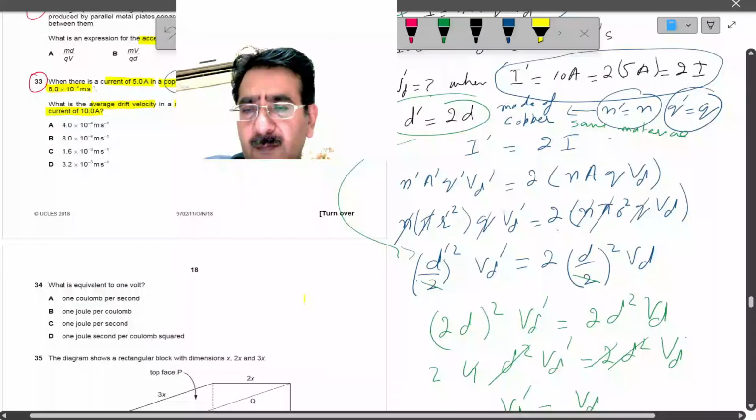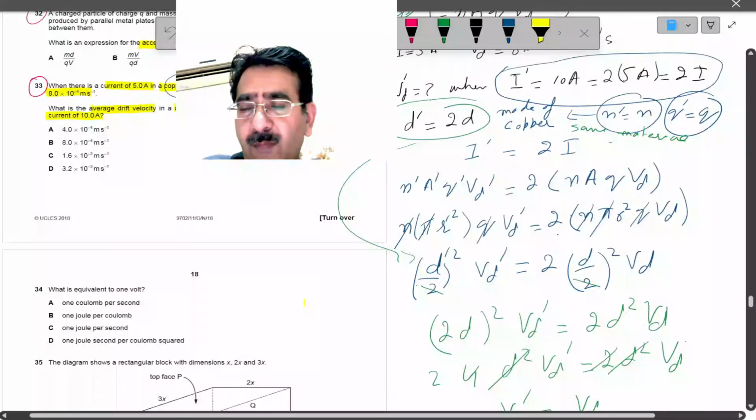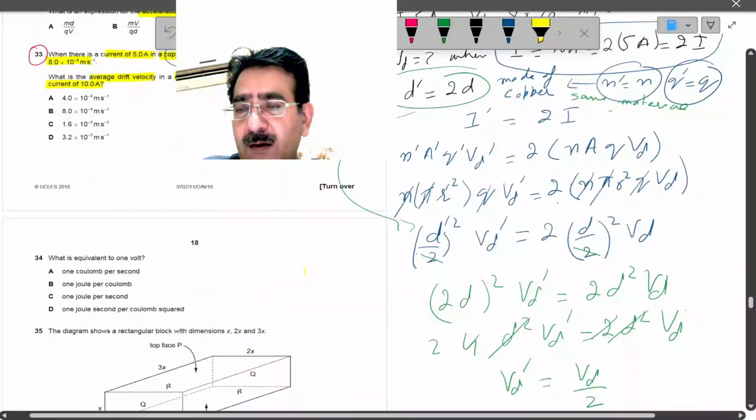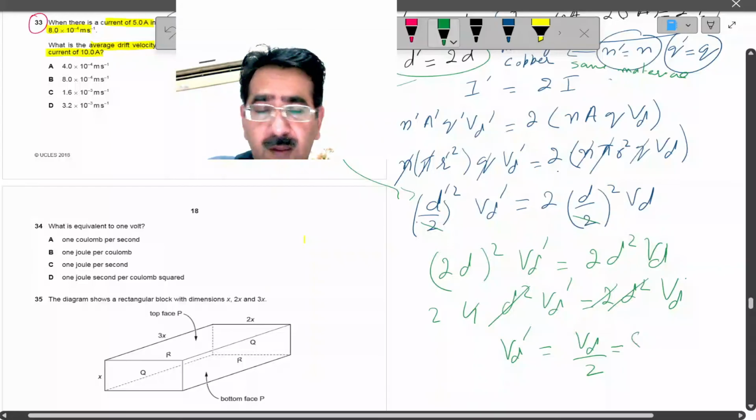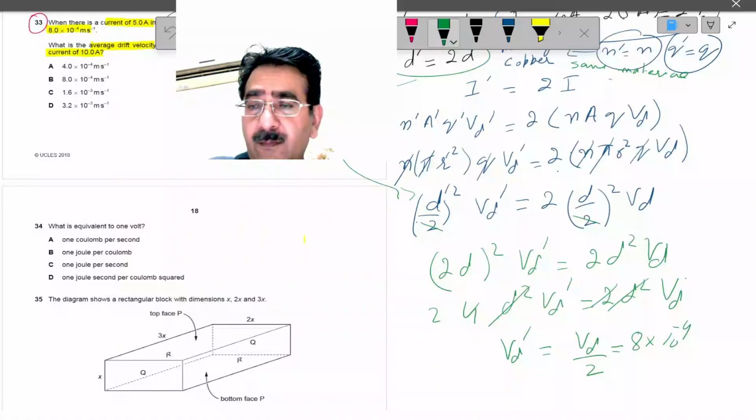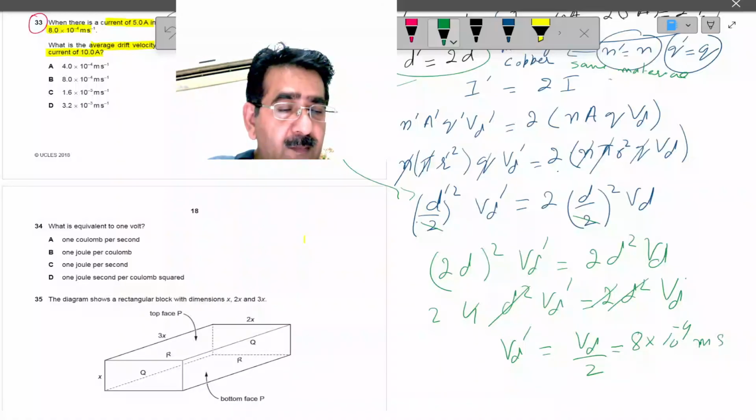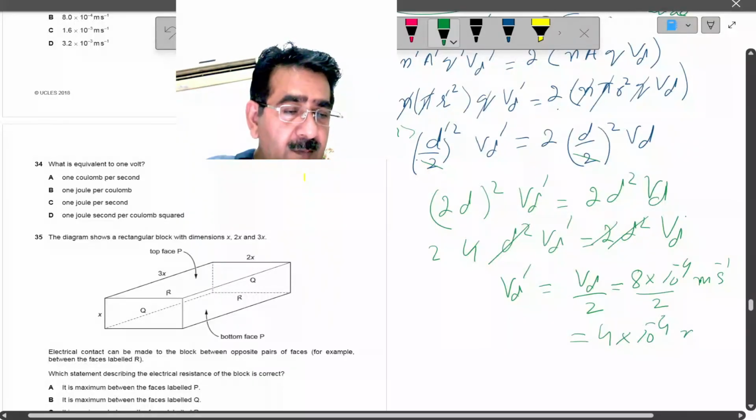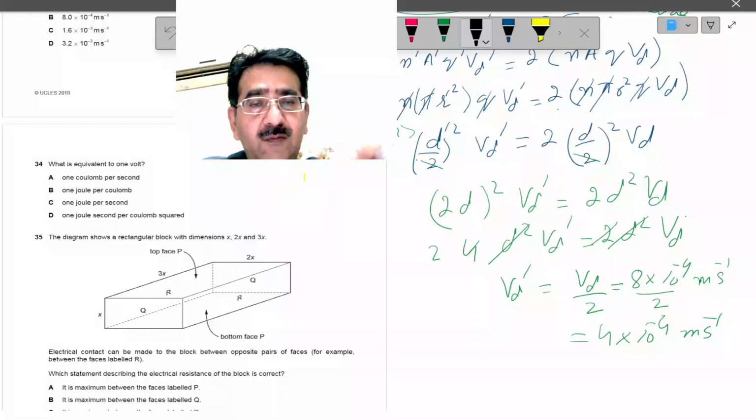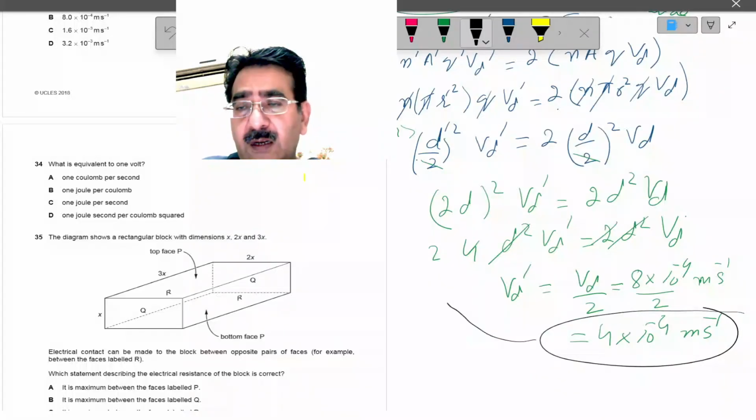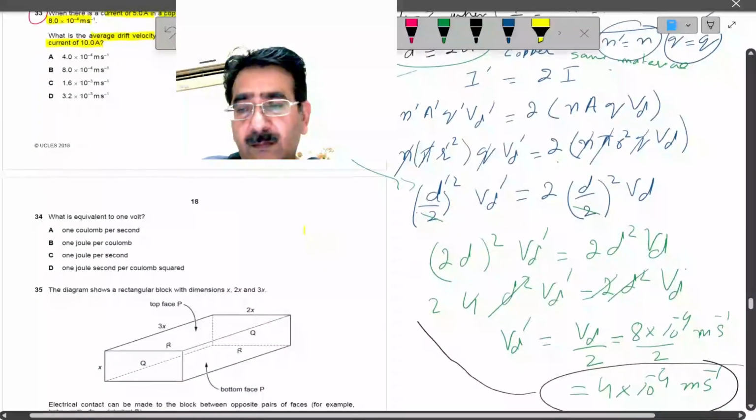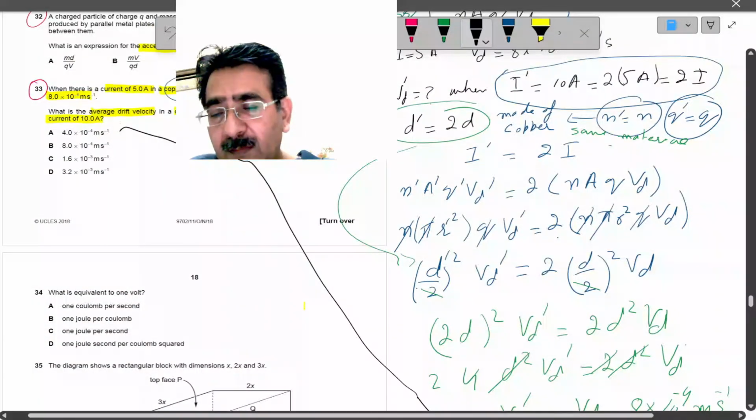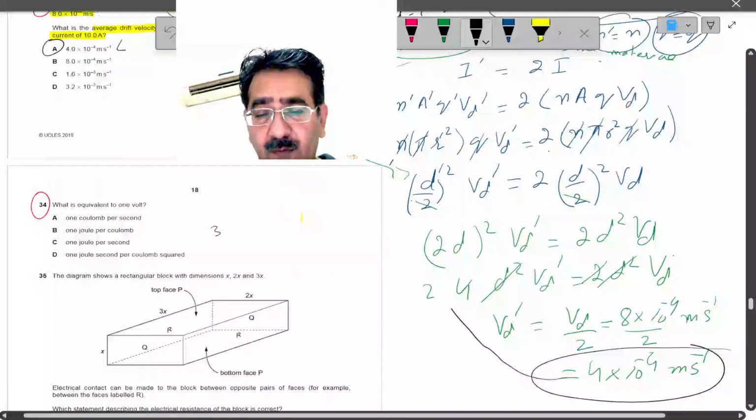And VD is given as 8 times 10 raised to power minus 4 meters per second, divided by 2. So the answer will be 4 times 10 raised to power minus 4 meters per second. So this will be our answer, and that is option A. Question 34.